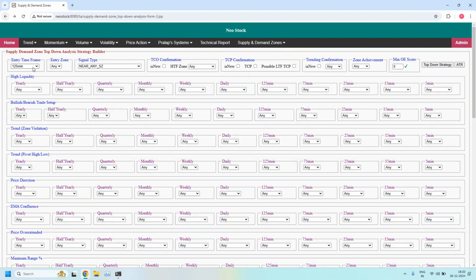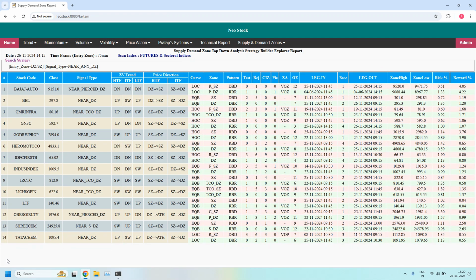Okay, next time frame is 75 minutes. Entry time frame 75 minutes. Let's find the stocks near the 75 minutes demand zone. 14 stocks are filtered. Let's identify any high liquidity 75 minutes demand zones from this list. Okay, Sriram Cement. We have identified only one 75 minutes high liquidity demand zone from this list.